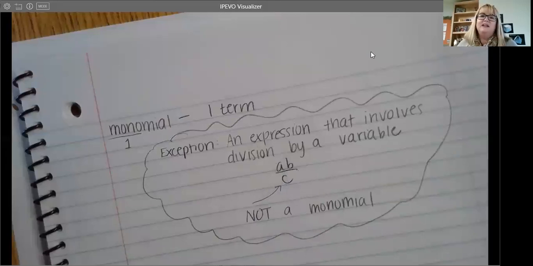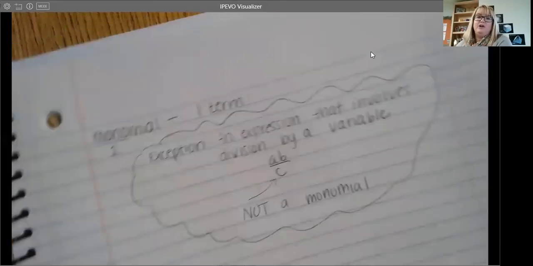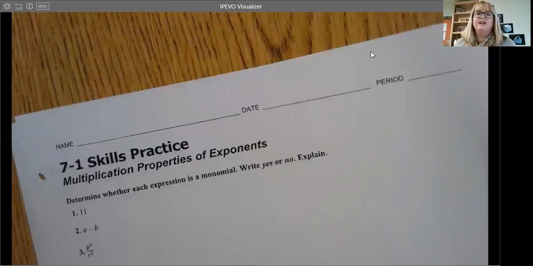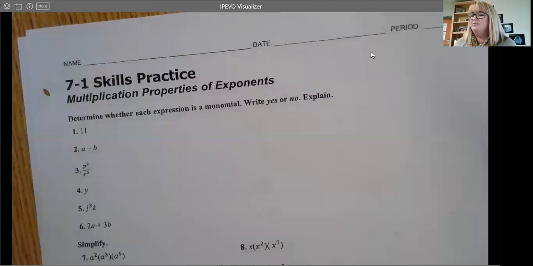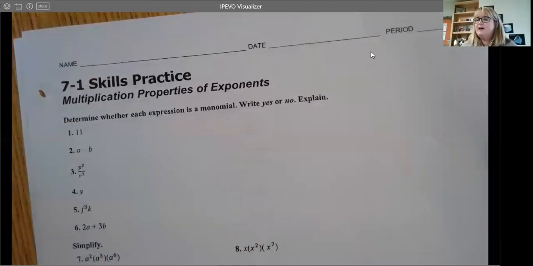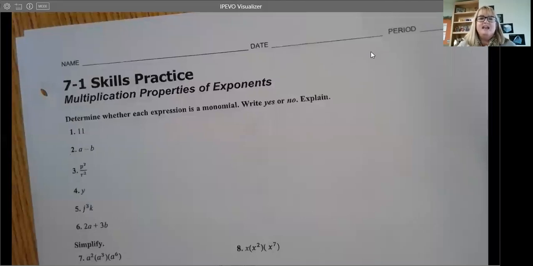So how this is going to work is we're going to go over several together. Then you're going to try the rest on your own. You may use a calculator during the course of this. I don't know that you will need one for this, but let's go ahead and get started. So have 7.1 out, and we are going to do the odd ones together.